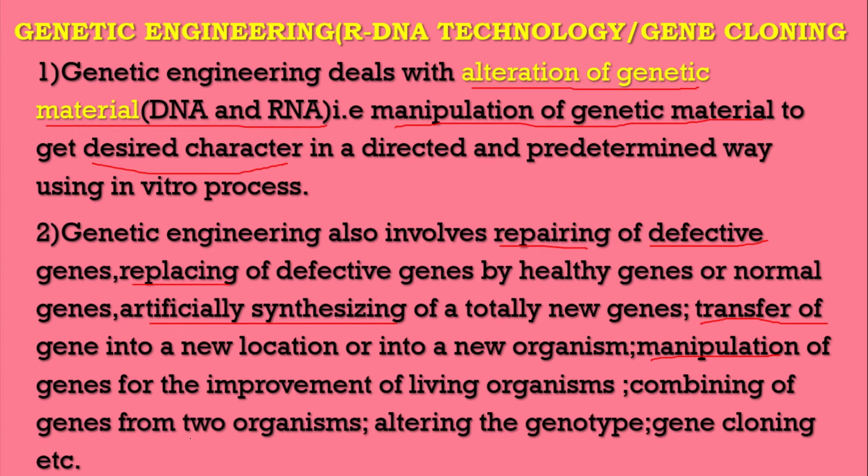Combining of genes from two different organisms: we can isolate the gene, combine it, and inoculate it in a third organism. This facility is provided by genetic engineering. Even the whole genotype, meaning physical appearance, can be altered with the help of genetic engineering. Gene cloning means many copies of the desired gene can be prepared, and many more things can be done through genetic engineering. So what can we do in genetic engineering?